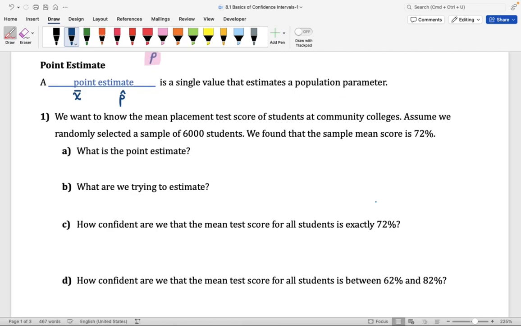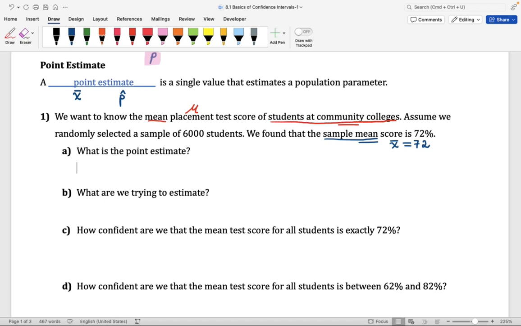Let's assume that we want to know the mean placement test score for students at a community college. Here, in other words, we want to know mu. This is the mean coming from the whole population, from all students at community colleges. Assume we randomly selected a sample of 6,000 students. We found that the sample mean score is 72. Here, we have X bar, the sample mean. We found that to be 72.